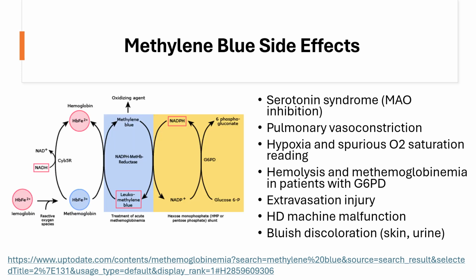Interesting to note that hemolysis and even methemoglobinemia can be a side effect when methylene blue is used in patients who have glucose 6-phosphate dehydrogenase deficiency, or G6PD. On the left part of the screen, you see a pictorial explaining the mechanism of such association. Please take a moment to review this slide.